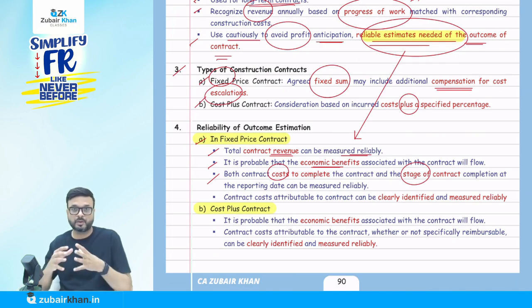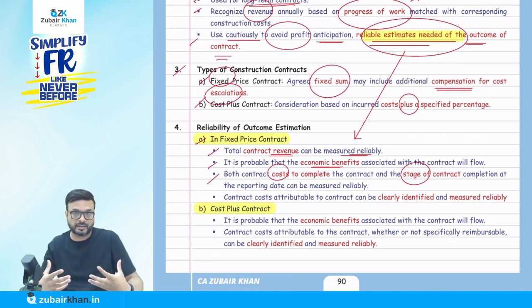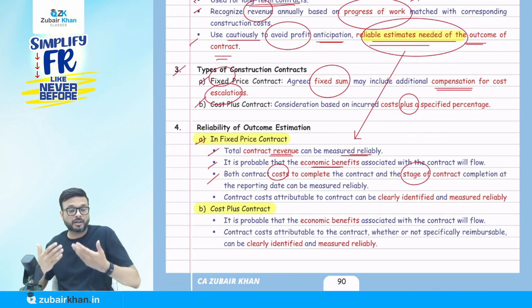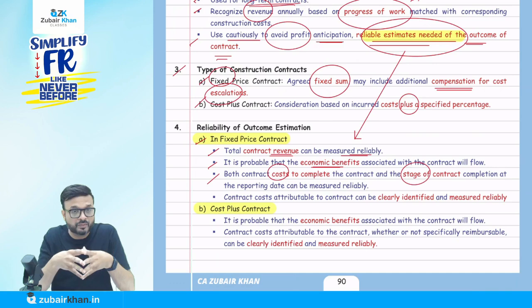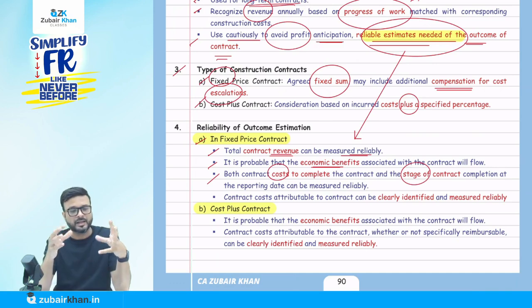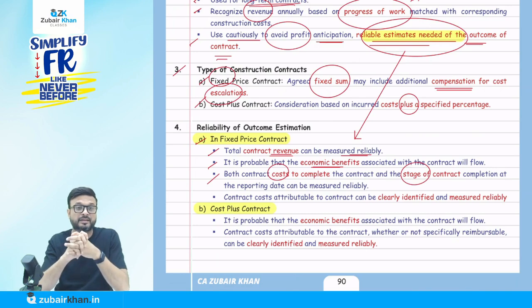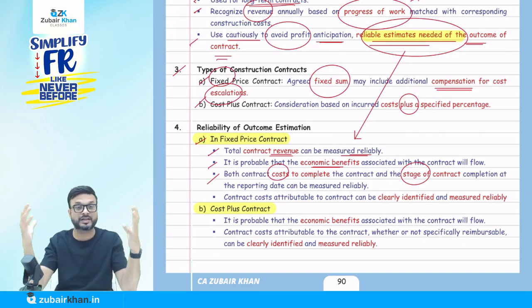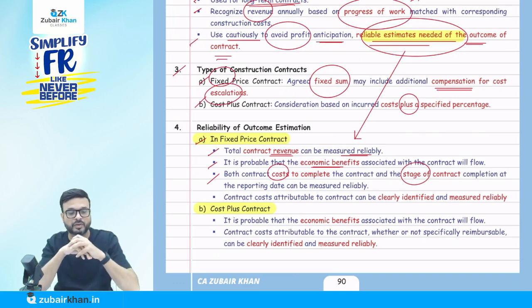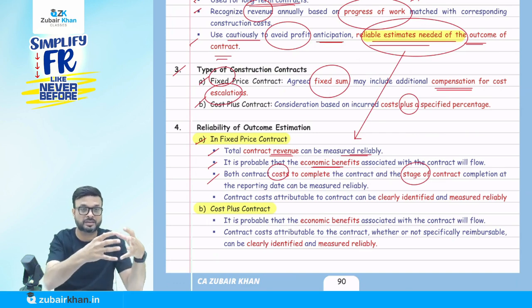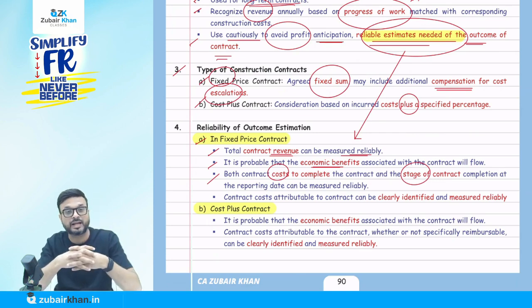What it's saying is that at this point, the cost to complete the contract and how much work has been completed, I mean in percentage form, should be measured reliably. And we will discuss a method of how to calculate how much percentage has been completed. In that formula, we are going to use how much cost we have actually incurred and how much total cost we are expecting. These two figures we are going to utilize to find out the percentage of work completed. Okay, so this is very important. We should know how much cost has been incurred and how much additional cost we are expecting to incur. That will help us calculate the percentage of completion of work.